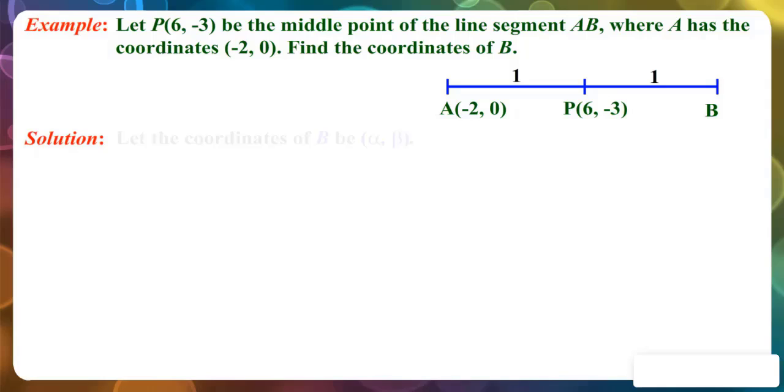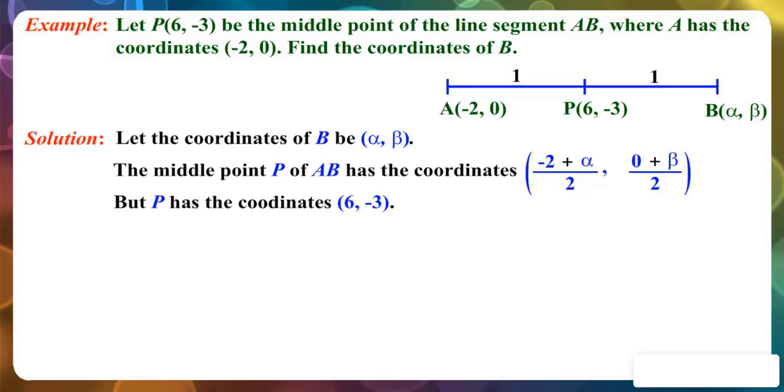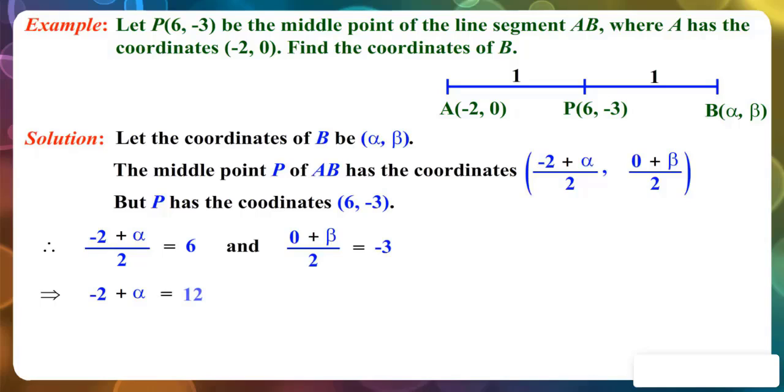Let's solve this. Let the coordinates of B be (alpha, beta). The middle point P of AB has the coordinates (-2 plus alpha divided by 2, 0 plus beta divided by 2). But P has the coordinates (6, -3). Therefore, -2 plus alpha divided by 2 is equal to 6 and 0 plus beta divided by 2 is equal to -3. This implies -2 plus alpha is equal to 12 and beta is equal to -6. This implies alpha is equal to 14 and beta is equal to -6. So the coordinates of B are (14, -6).